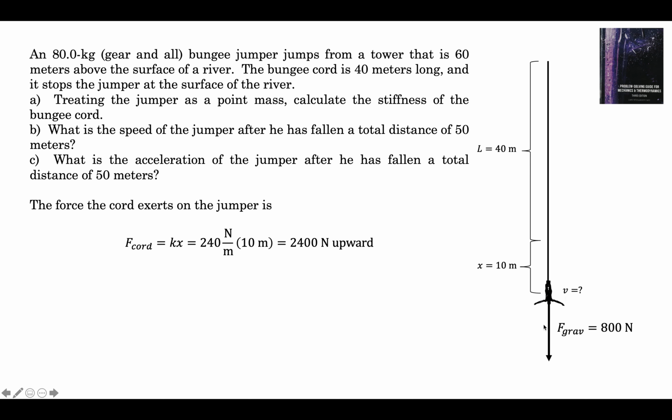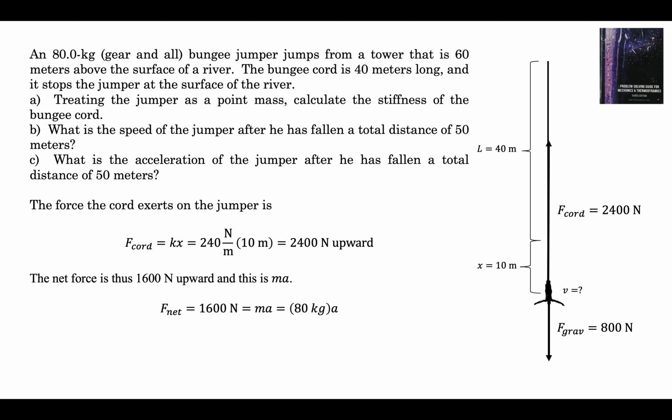Now for the cord, F equals kx, and that's upward. We don't need the negative sign to tell us it's upward. So let's put that in the diagram. That's 2400, that's 800. The net force is 1600 upward, and this is ma. His mass is 80 kilograms. We can plug that in, and we can solve for a, and we get 20 meters per second every second upwards. 2 g's upward is the acceleration of the guy.